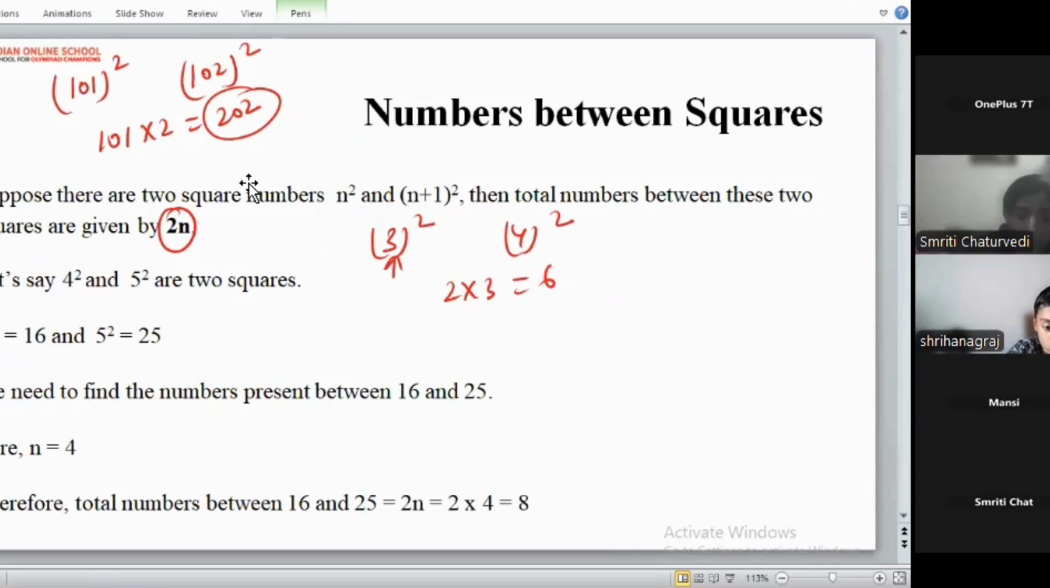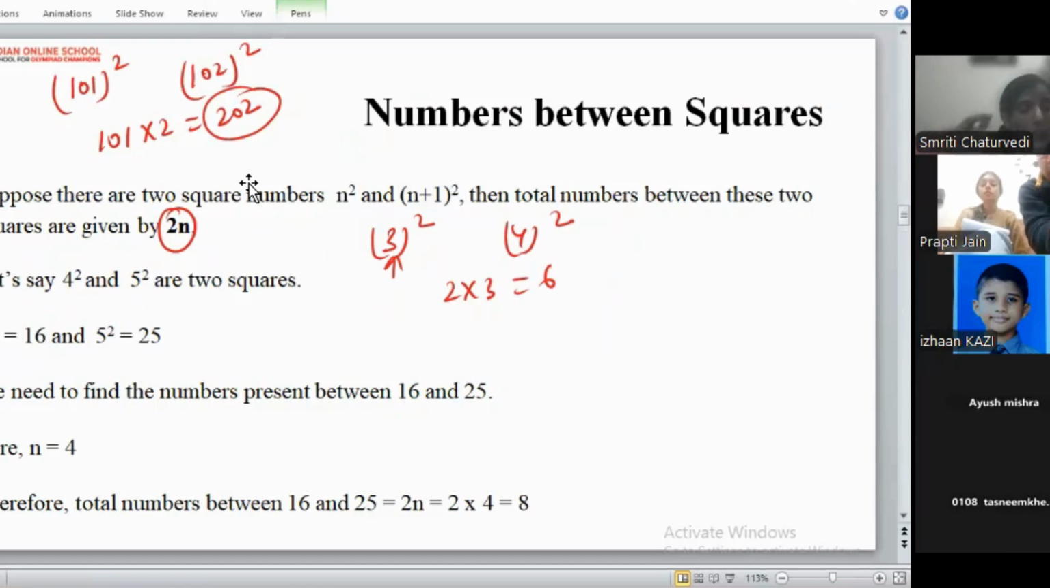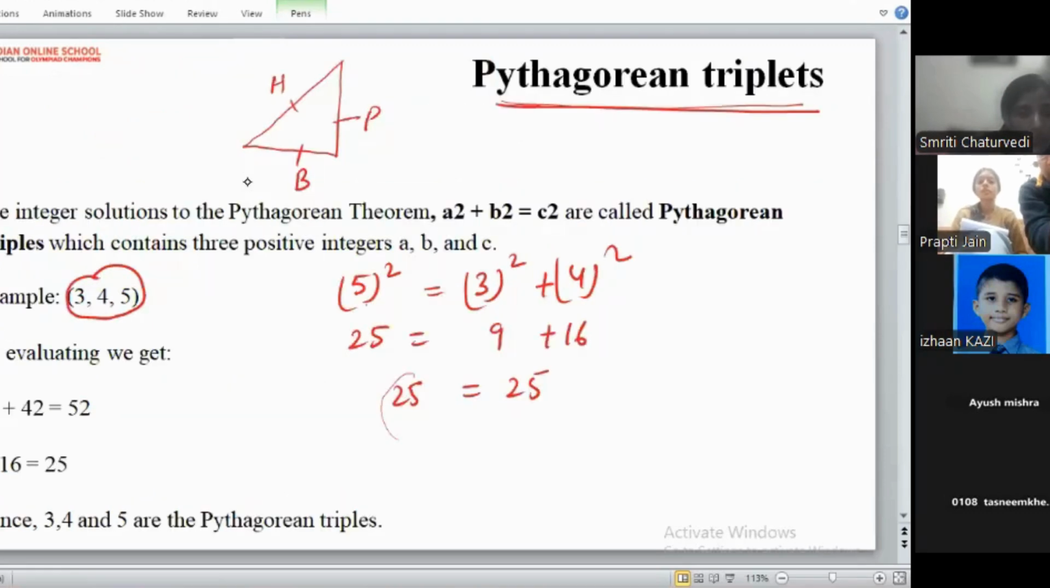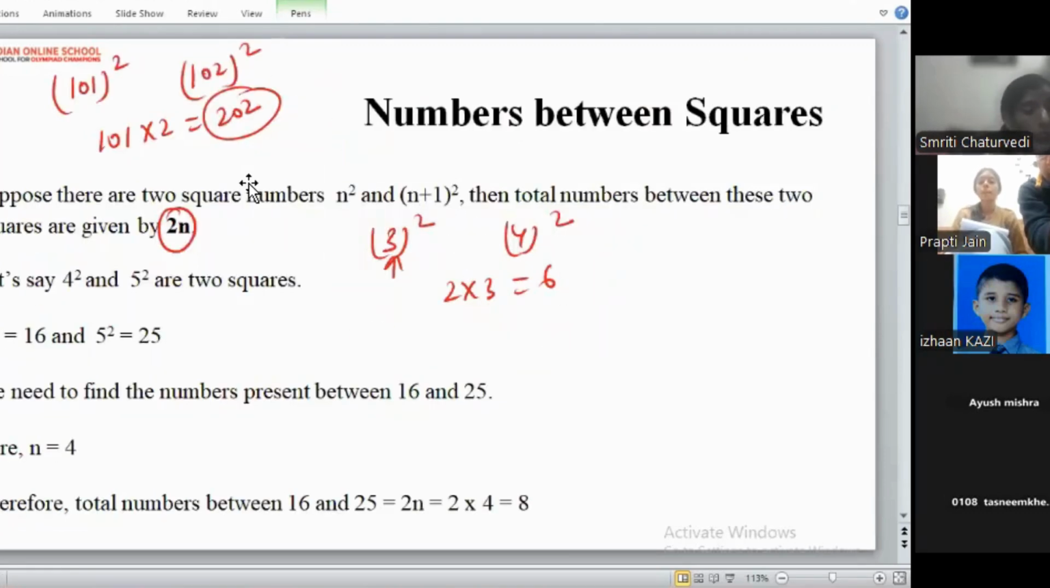Okay, ma'am. Which is a square minus b square. That I will tell you in the normal classes. That also we can find by using a plus b and a minus b. For this particular 2n, we can apply it on the consecutive numbers. Got it?